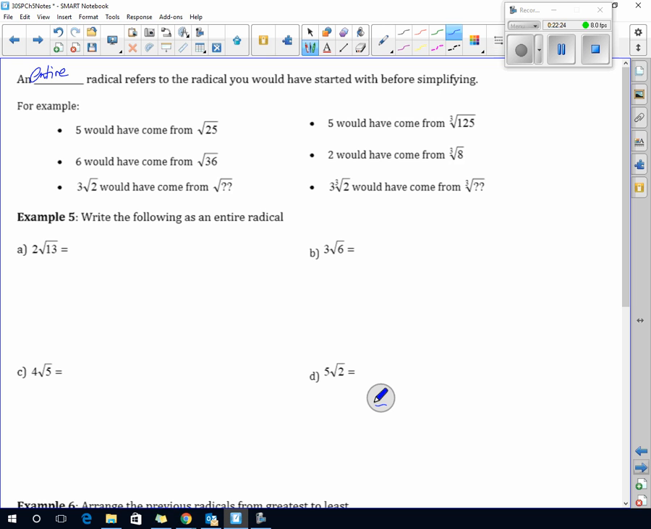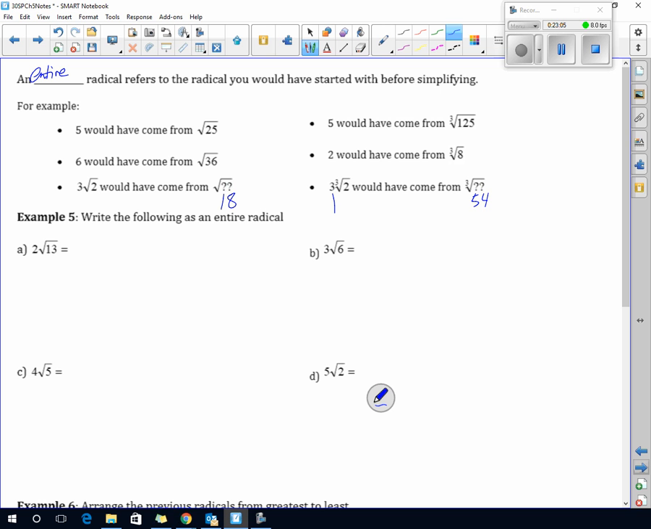So who could tell me what 3 root 2 would become if it's an entire square root? I heard it. 18. Very good. Does everybody see why it would be 18? Because 3 would go into the square root as a 9, and 9 times 2 is 18. Okay, see if you can get this one. What'd you say, Zach? Yes, it would be 54, because this would come into it as a 27, and 27 times 2. Okay, I'll give you a second to figure out example 5.